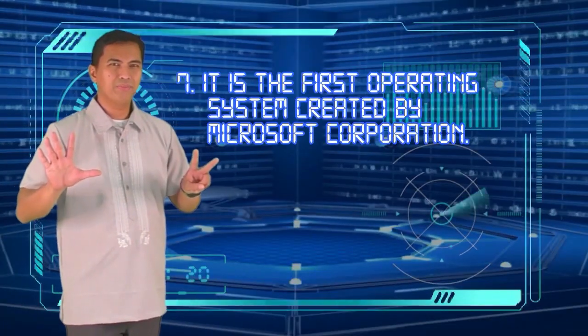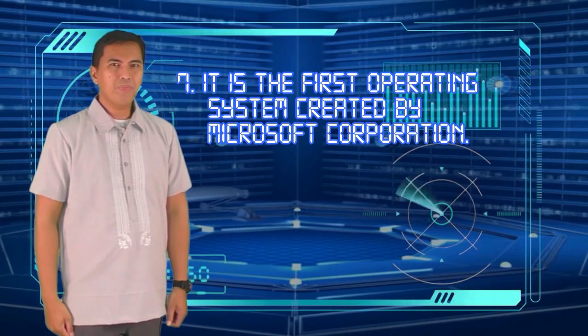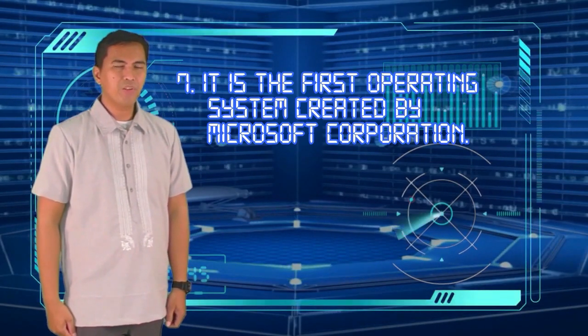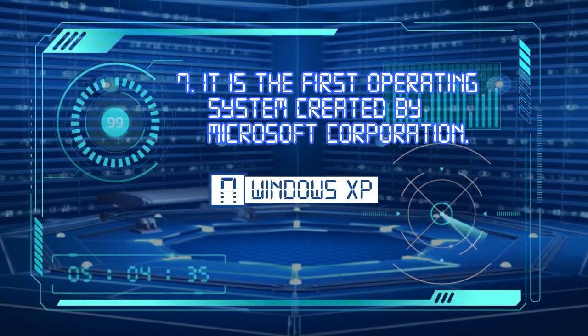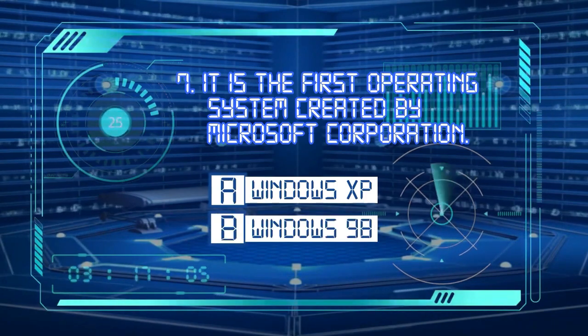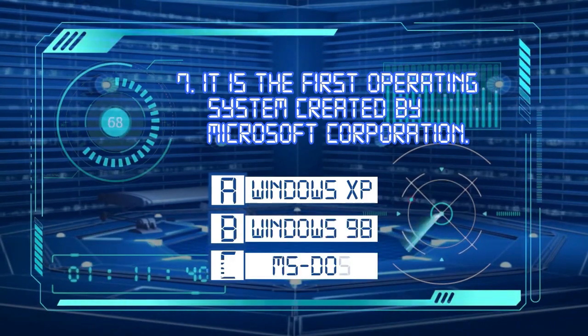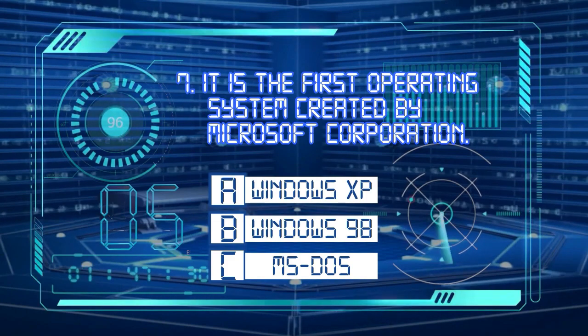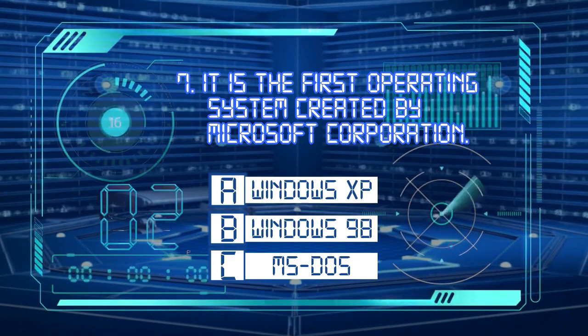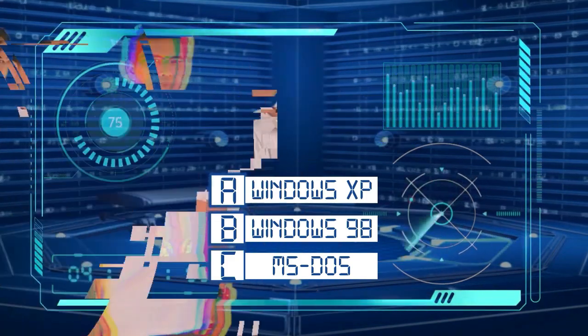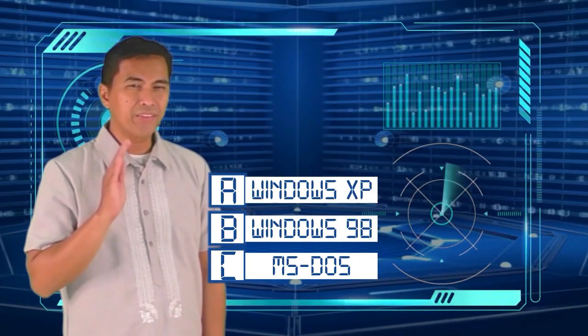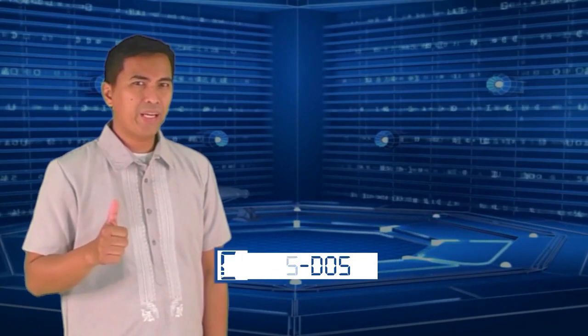Number 7. It is the first operating system created by Microsoft Corporation. A. Windows XP. B. Windows 98. C. MS-DOS. 5, 4, 3, 2, 1. So, what is your answer? If you answered letter C, MS-DOS, then you're correct. This is the first OS created by Microsoft Corporation in 1981, intended for IBM PC.